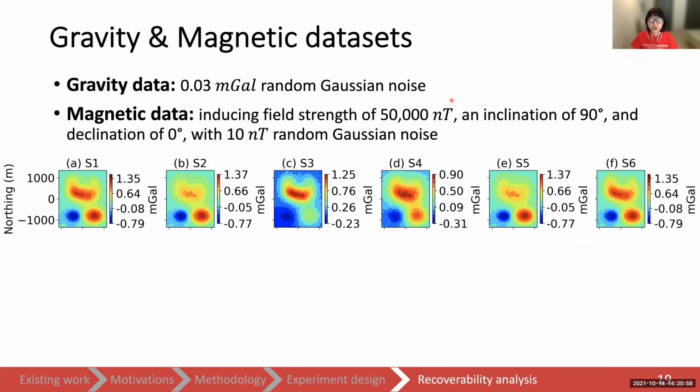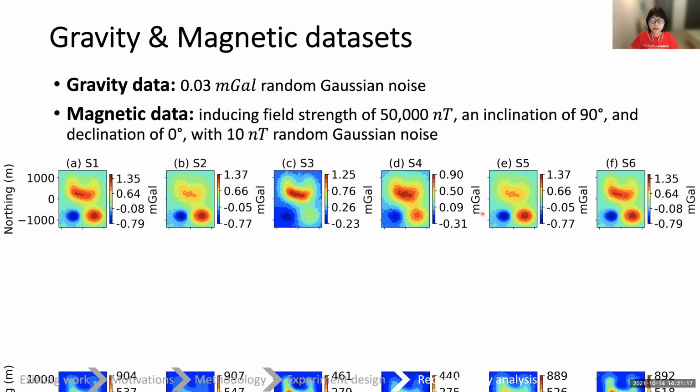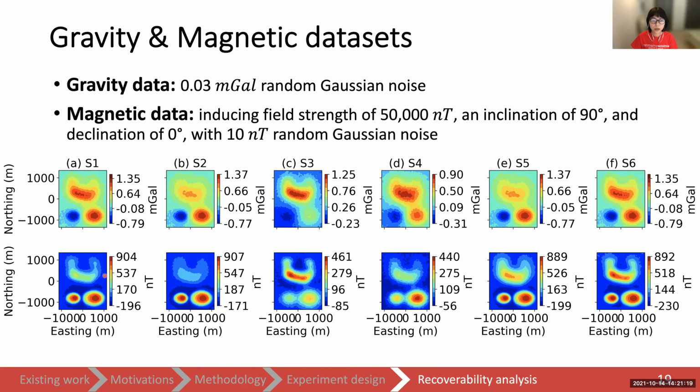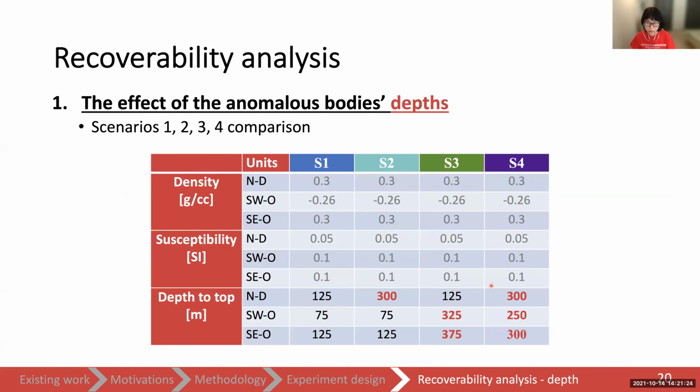So in each geologic scenario, based on the synthetic density and susceptibility models that we have designed, we simulated the gravity and magnetic data. Each data set contains more than 2,000 measurements. The first row here shows the observed gravity data maps for each of the 6 scenarios, and the second row shows the observed magnetic data for each of the scenarios.